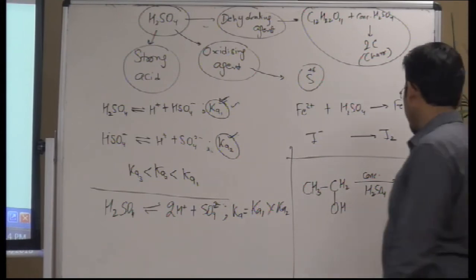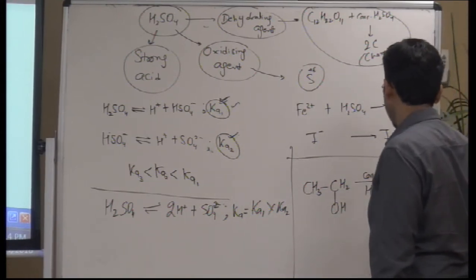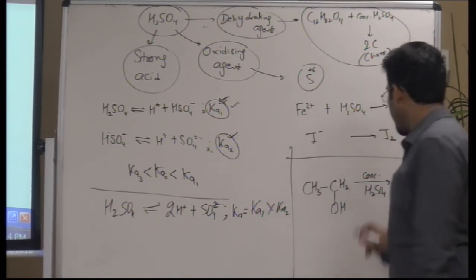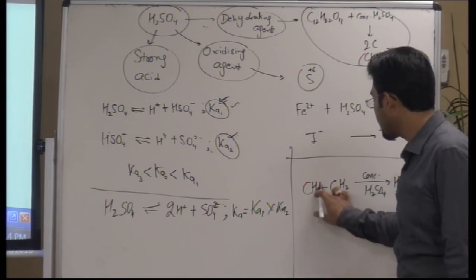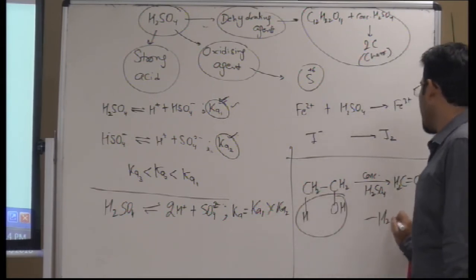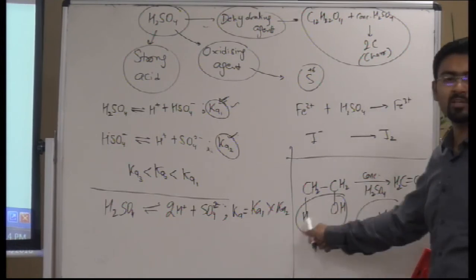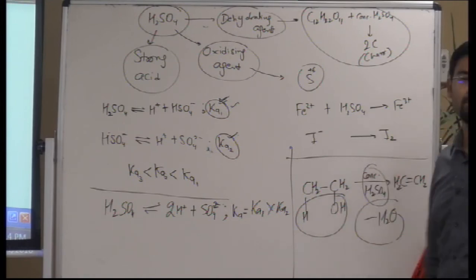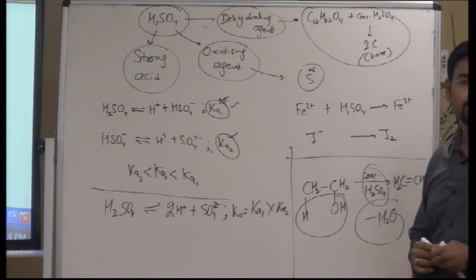Alkene form हो जाएगा. What is the alkene which will be formed here? It will be CH2 double bond CH2. So this has formed by removal of H2O. So this process is nothing but dehydration of alcohol. And how did you conduct the dehydration? Using concentrated sulfuric acid. Okay.